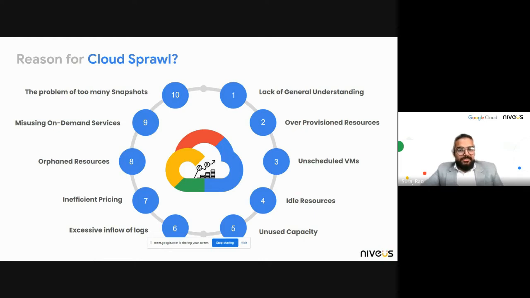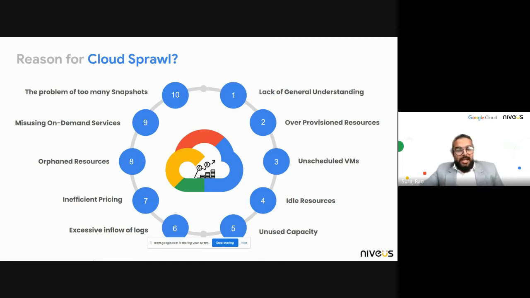Misusing of the on-demand services, right? So we are always scared to go on with a commitment, right? We always look forward for the future. So that's when we start creating a lot of on-demand services, right? And we know that there are multiple clouds who offer multiple pricing models, starting from an on-demand pay-as-you-go model or a commitment, right? But since we have a short usage of various applications and resources, we start creating on-demand resources. That will definitely increase the cost.